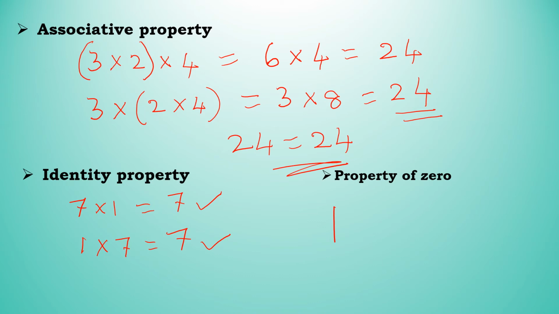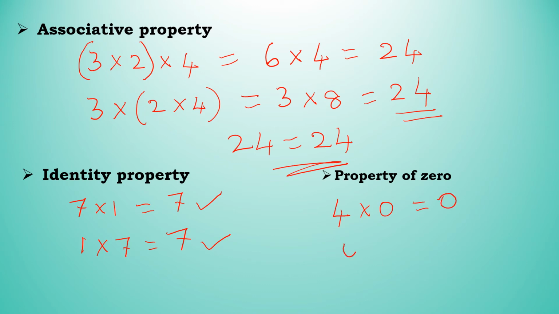Now let us see the property of 0. What happens when you multiply any number by 0? Let me take the number 4. If I multiply 4 by 0, what do I get? The product will be 0.